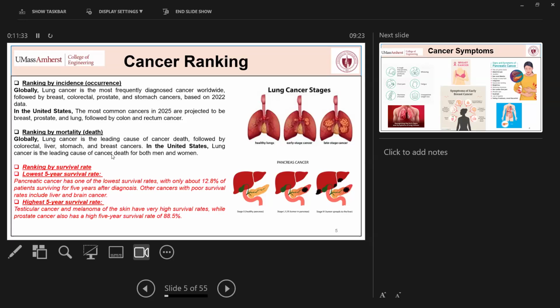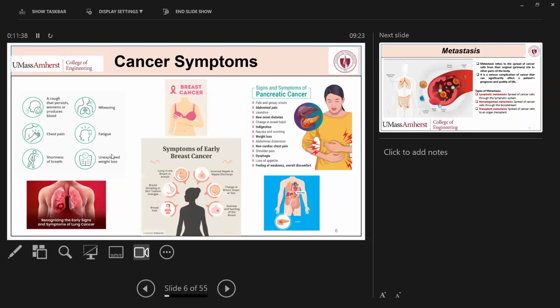Okay, so this slide mainly explains the ranking of cancers. So what are the symptoms? Say, for example, lung cancer is the number one leading cause of death globally. So what are its symptoms? Just a cough that persists or with blood, wheezing, chest pain, fatigue, shortness of breath, unexplained weight loss.